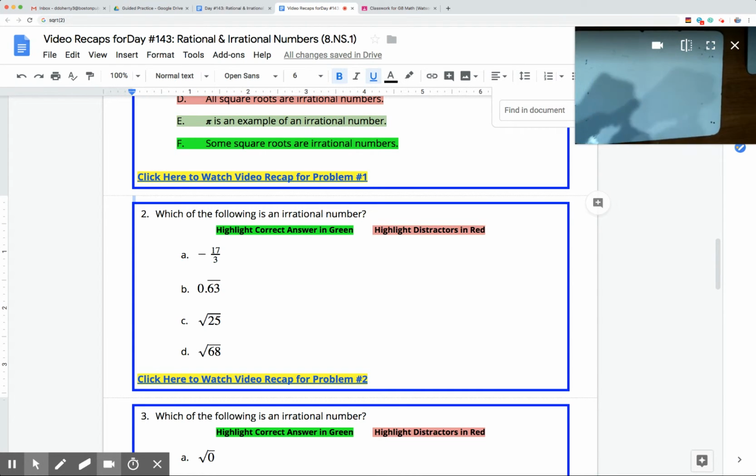Answer choice A gives us negative 17 over 3, B is 0.63 repeating, C is the square root of 25, and D is the square root of 68.